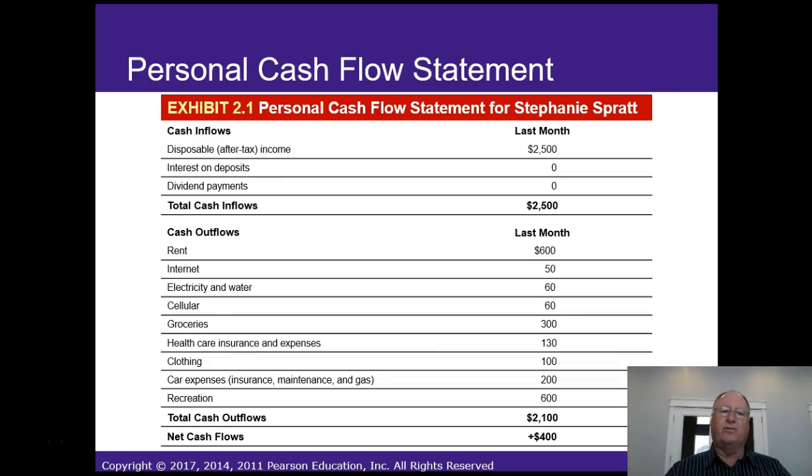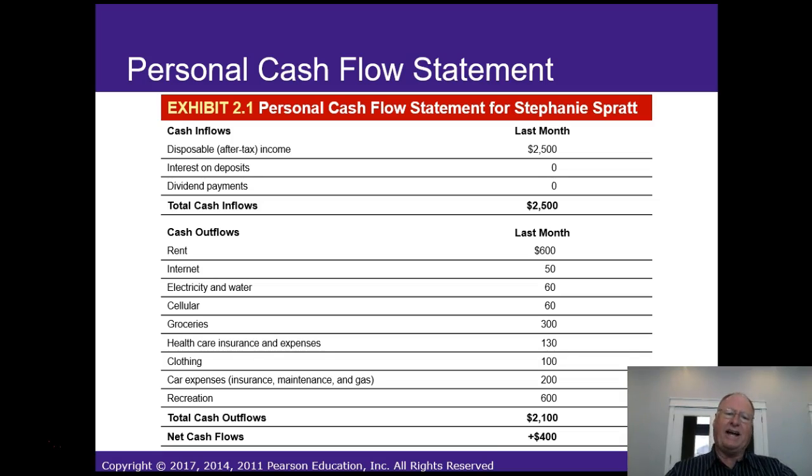Now, a personal cash flow statement, as you see in the example here of Stephanie herself, is a financial statement that measures a person's cash inflows and their cash outflows. Cash inflows include things like salaries, interest, dividends, anything that's positive cash income. Cash outflows are all the expenses that are incurred, whether large or small. You create the statement by recording your revenues and expenses over a period of time. For example, she has done it for a month here.